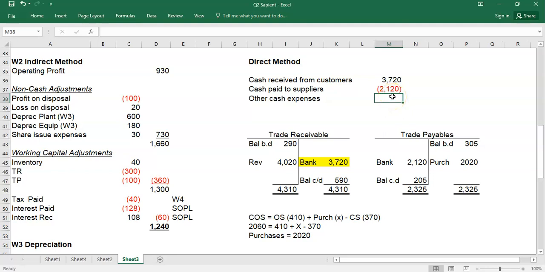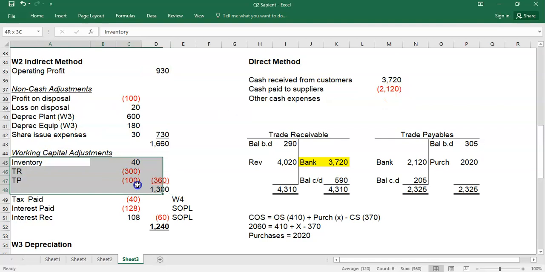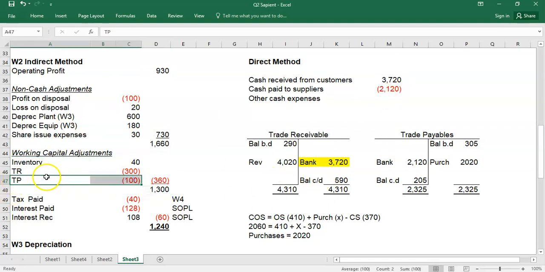Now that is tricky, but you're still using the same figures. You're using the cost of sales from this profit figure. We've used the revenue already. And you're using these three adjustments to try and make it useful. So we're using trade payables, adjustment, and inventory. We've already used trade receivables. So the indirect and the direct methods use the exact same figures in a slightly different way.